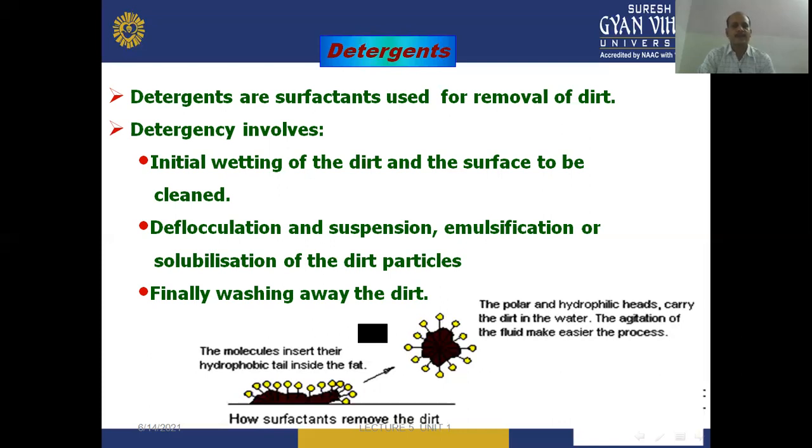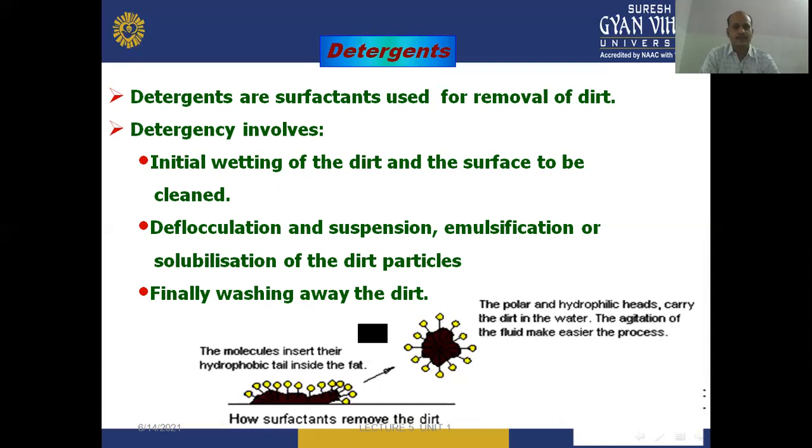After it, when we provide fresh water, there is the final washing away of the dirt. So this is the simple mechanism of detergency, where the different steps are wetting, deflocculation, emulsification, solubilization, and then finally washing away the dirt. So you can see the diagram here, showing how surfactant removes the dirt.